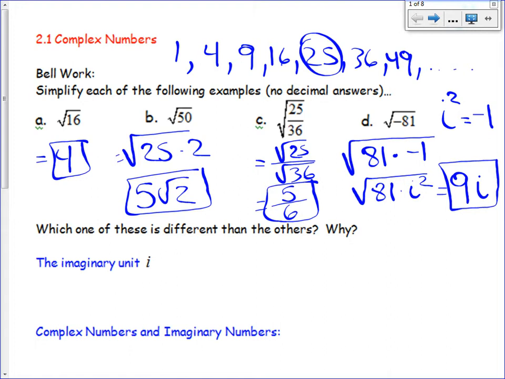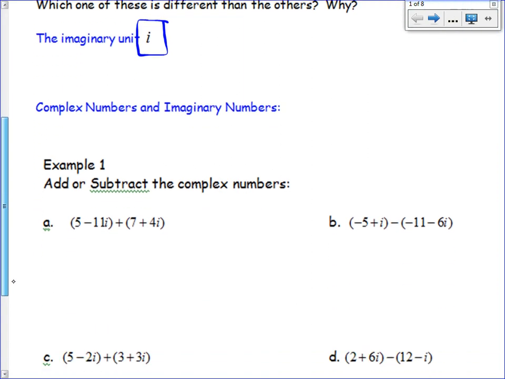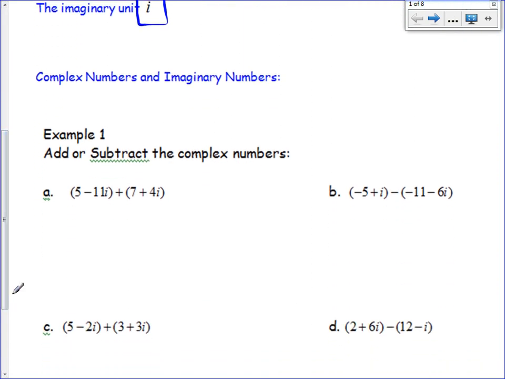All right, so the question says, which of these is different than the others? So the answer is D, and the reason why is because of what? Right, because of that negative number. So the imaginary unit is designated by the variable i. And you're going to see that in the skill that I'm teaching you today. So this is on complex numbers and imaginary numbers.